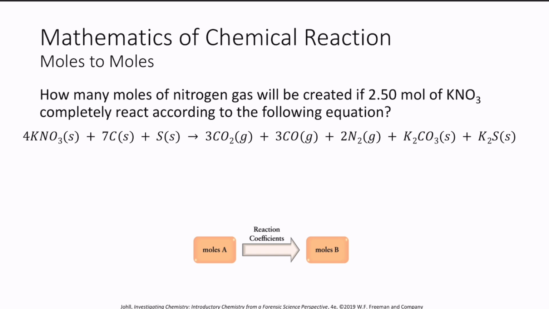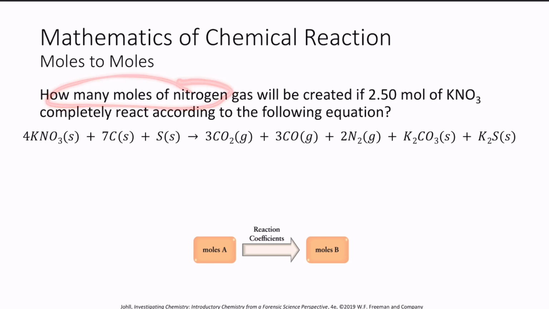So let's see how we can do that with our chemical reactions. So here is a reaction between potassium nitrate, carbon, and sulfur to produce carbon dioxide, carbon monoxide, nitrogen, potassium carbonate, and potassium sulfide. Oof, that is a lot of stuff going on. So the first thing I look at is, is my chemical equation balanced? And it is. I already see the coefficients out in front. I can go through and make sure that the coefficients are correct just to double check. I can then look at my problem.